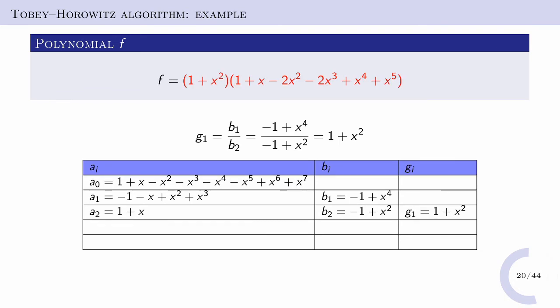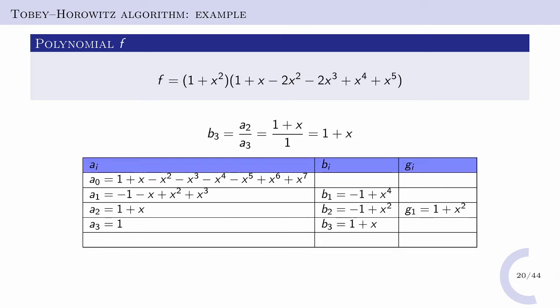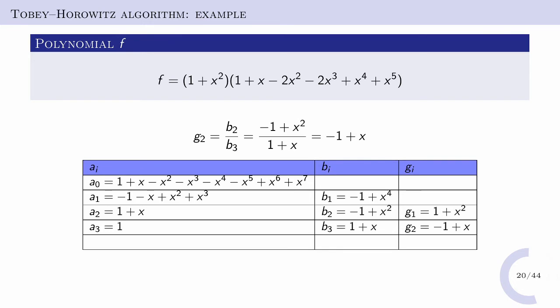Okay, we factor f to this. This is the first square free factor, and we compute a3, it's 1. We compute the quotient of these two guys. This is b3, and we compute the quotient of b2 and b3. This is x minus 1. So this is the second factor here.